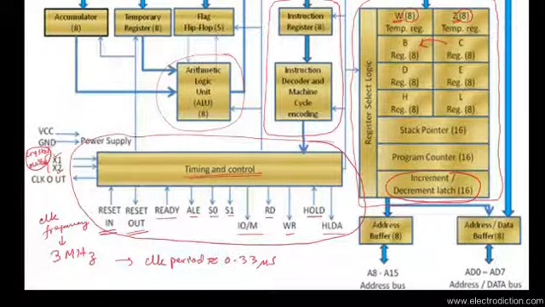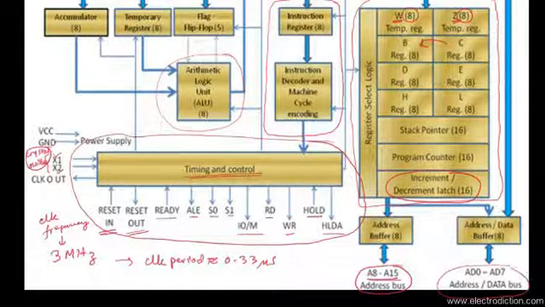So here the address buffer connects to the higher order address bus, that is A8 to A15, and there is another address or data buffer that connects with the lower order address or data bus. And we all know that the lower order address data bus, starting from AD0 to AD7, is time division multiplexed. So it can behave as an address bus at one instant, and then it can behave as a data bus.